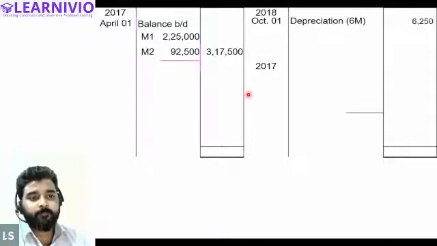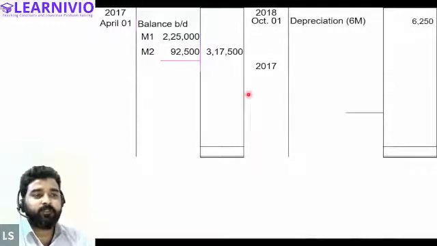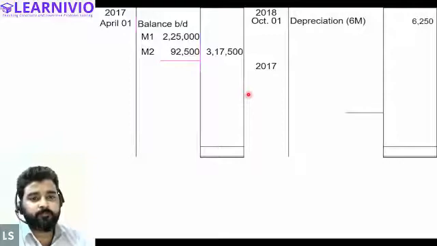So that will be 2,25,000 into 6 by 12 into 5 by 100, right? Just a minute. Tell me the calculation again. No, 2,25,000 is the book value. You won't be charging depreciation on this book value.